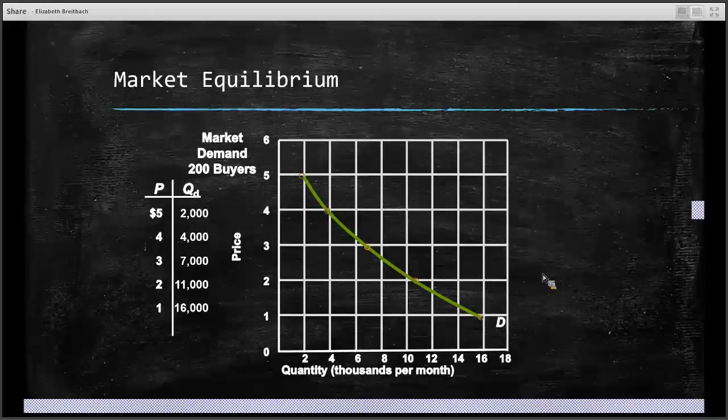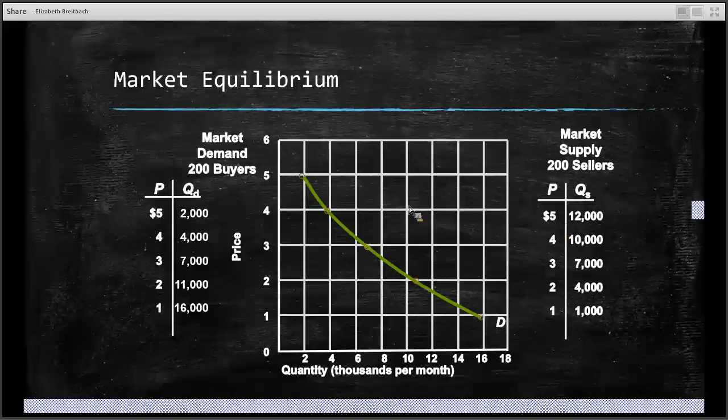All right, so now let's look at our supply schedule. So we have a price of $5 and the quantity supplied is 12,000. At a price of 4, we see a quantity supplied of 4,000. At 3, a quantity supplied of 7,000. At 2, a quantity supplied of 4,000. And at $1, we see a quantity supplied of 1,000 units.